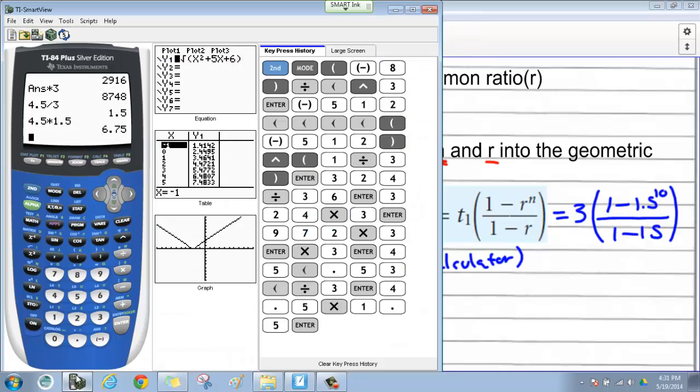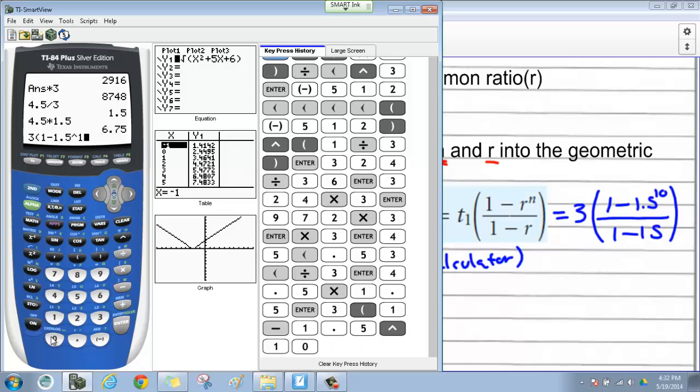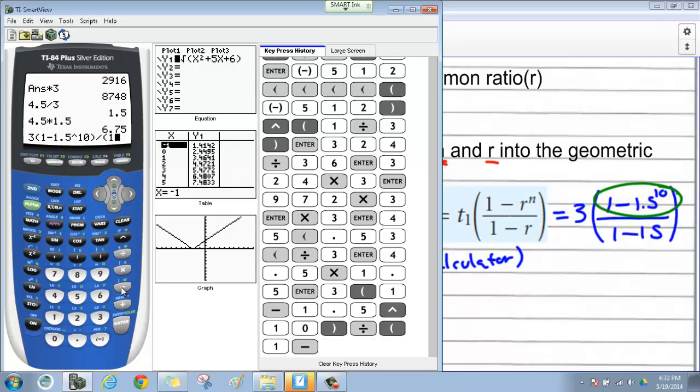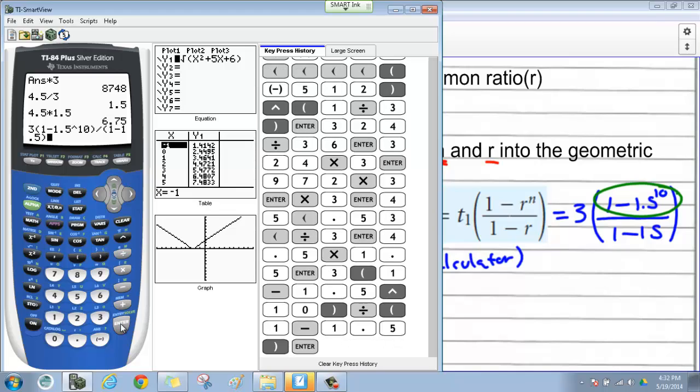That's always handy for us. And guys, you have to be careful when you're doing this. We're going to start with a 3, right? And then we have a parenthesis. This parenthesis is going to be for the top: 1 minus 1.5 to the 10th power. So we just did the top here, the 3 times that. And then we're going to be dividing this by, oh, we have to close the parenthesis, right? Dividing this, start up another parenthesis, 1 minus 1.5, close that parenthesis, and then push enter.